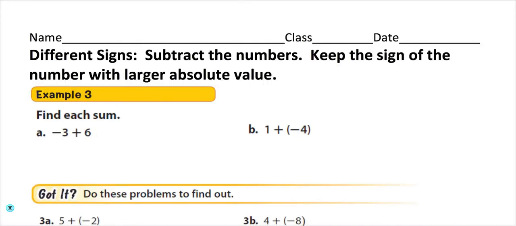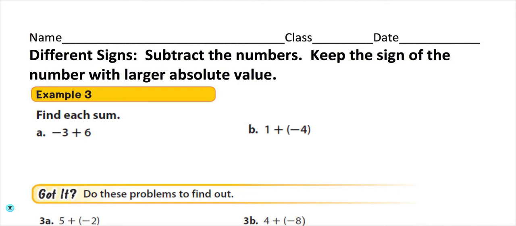All right, let's turn the page. This is where some people start to get a little bit lost. All right, for different signs, we actually subtract the numbers. Different signs, we subtract the numbers. What does different signs mean? It means when you have one negative and one positive. Then you subtract them, and then you keep the sign of the number with the larger absolute value.